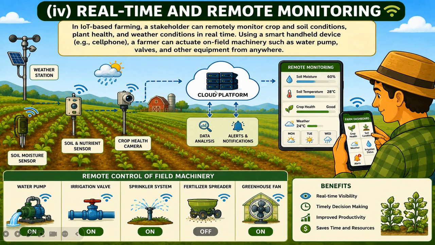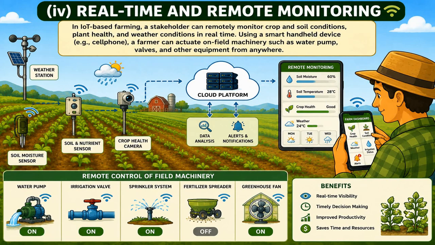Now the cloud platform, again, stores, processes and analyzes the collected data. Then farmers can view the information on their mobile phones through a farm monitoring application. There will be some application or app. Now this app will display details such as soil moisture, soil temperature, crop health and weather conditions in real time.